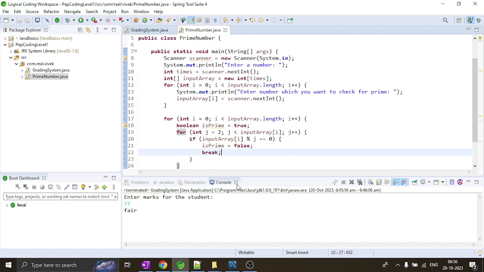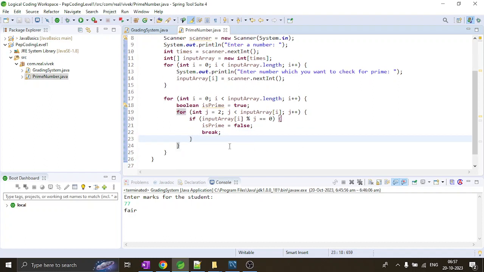Like let's say we start with 6 and we start with 2 right here. Like the first element of input array is 6. Then we'll start with the iteration with 2. The pointer will come here, it says 6 mod 2. 6 mod 2 is equal to 0. And then we set the isPrime flag to false. And then we directly break. We don't want any further iterations after that.